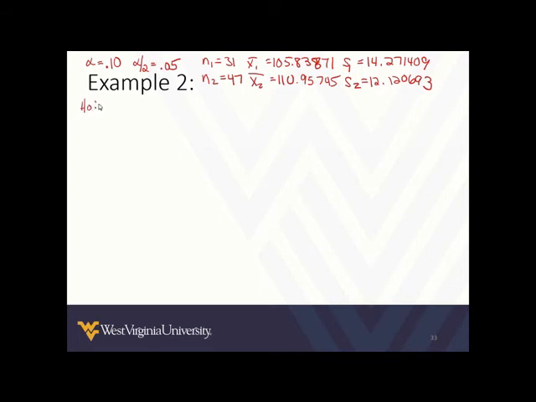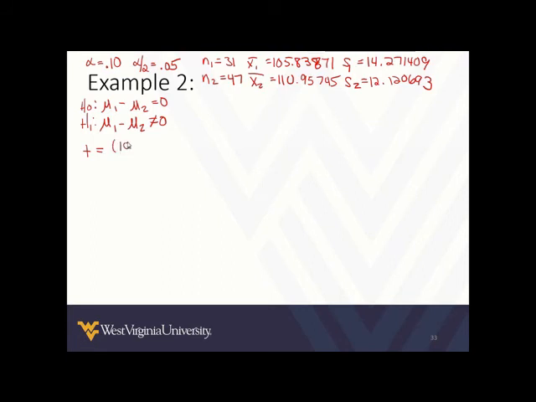Last thing I want to write out is our hypothesis that we did already establish. So the null hypothesis is mu1 minus mu2 equals 0. And the alternative is mu one minus mu two not equal to 0. Now we can begin calculating our test statistic. And this is going to be the difference of our sample means divided by the square root of our sample one variance divided by sample one sample size, plus our sample two variance over our sample two sample size.